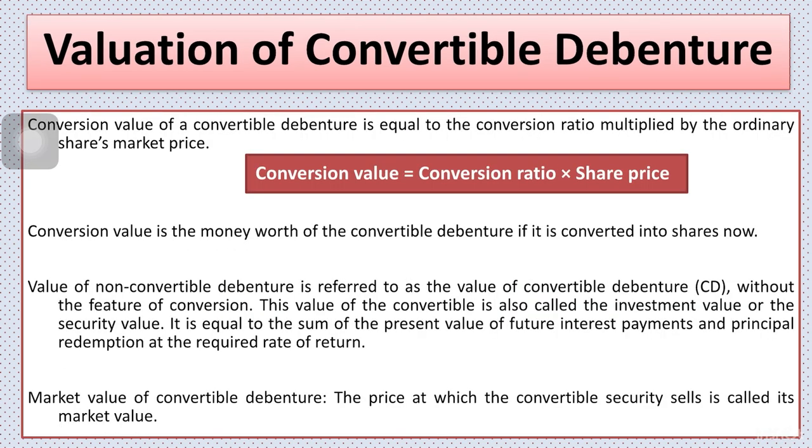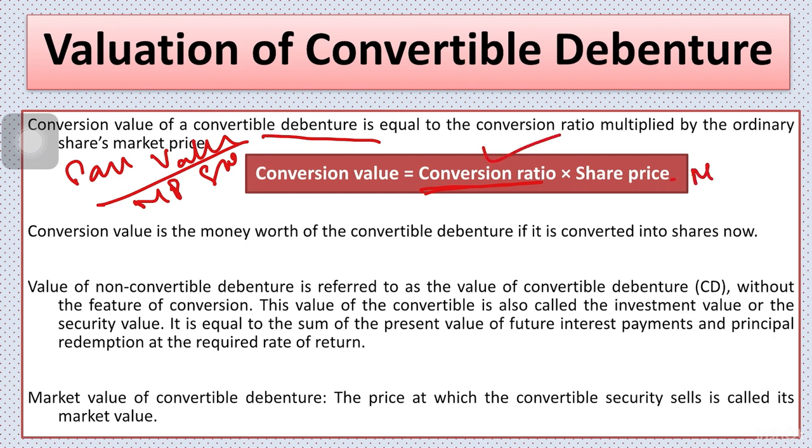There are certain terms that you need to understand. First is the conversion value. What is the conversion value? Simply, conversion value is the overall value of the debentures once you have converted them into equity shares. So what will be the formula? Conversion ratio, how do we compute? We've seen, par value of debentures divided by market price of shares. This is how you compute the conversion ratio, into share price, that is the current market price of the shares.